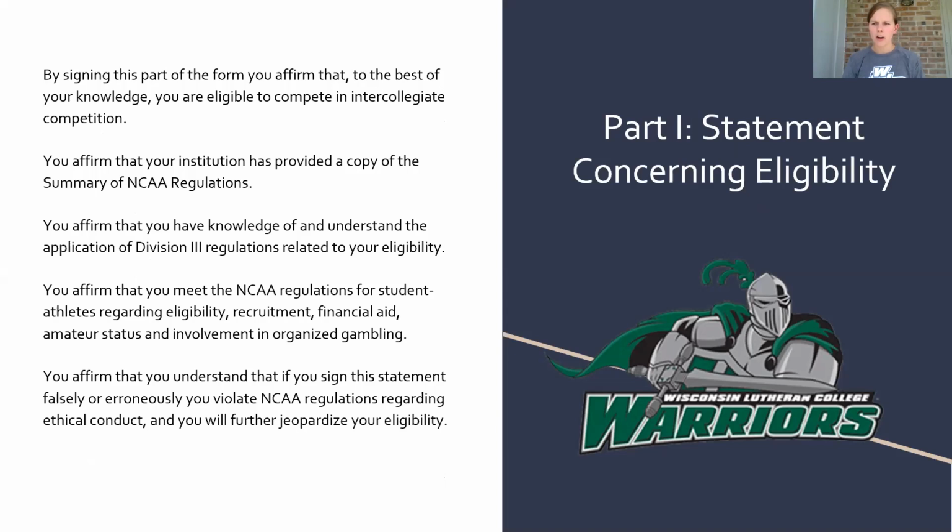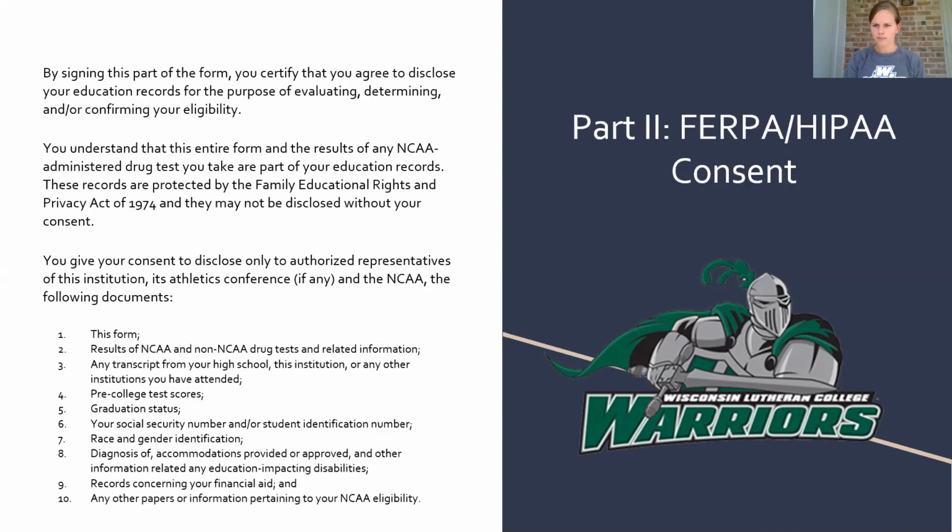So now that we covered all of those NCAA policies, and those are also linked in the Moodle course if you want to read them more extensively, we're going to go over the Part 1 statement concerning eligibility. By signing this form, you affirm that to the best of your knowledge, you're eligible to compete. You've received that copy of the NCAA regulations that's linked in the Moodle course and what we just went over, and that you are not in violation of any regulations.